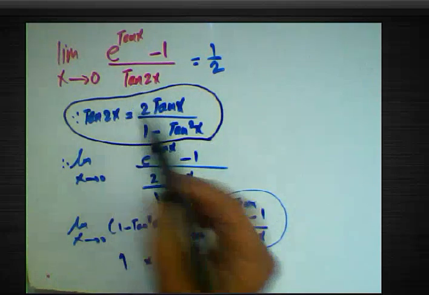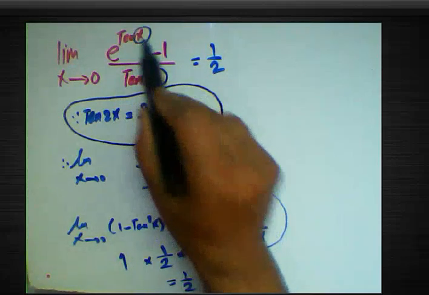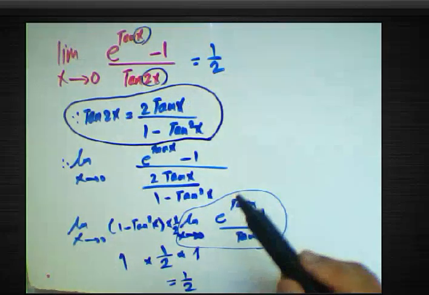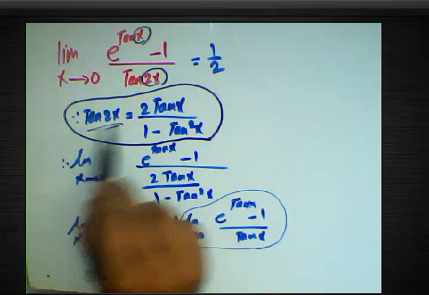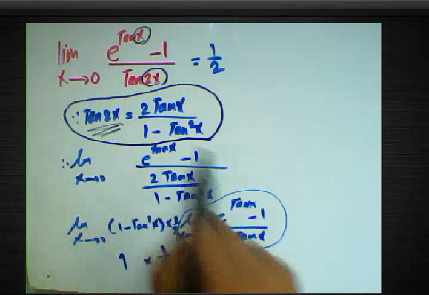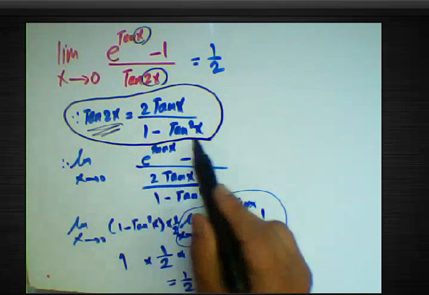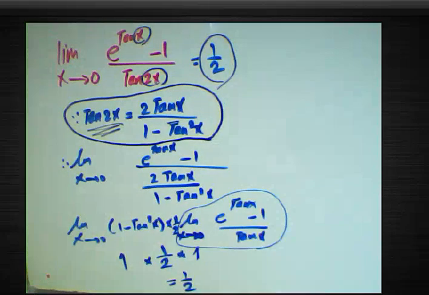But here, why do we do it? Because we have here this angle 2x and this angle x. This angle must be like this angle to find the rule. But we haven't here x. So you must know this identity to find the result. Put tan 2x equal to 2 tan x over 1 subtract tan power 2 x and then the result will be 1 over 2.